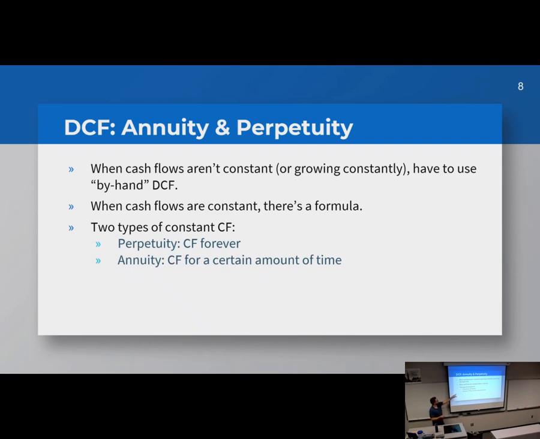All right, so these are two types of cash flows that we're going to be working with today. Perpetuity, cash flows occurring indefinitely. Annuity, cash flows occurring over a certain amount of time, keeping in mind that these are fixed cash flows or growing at a fixed rate.